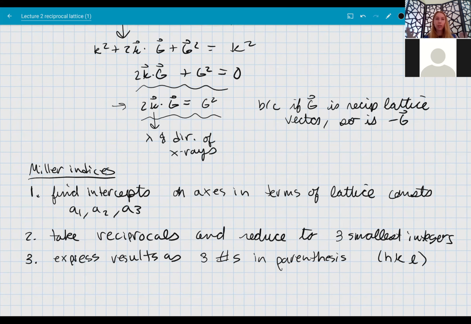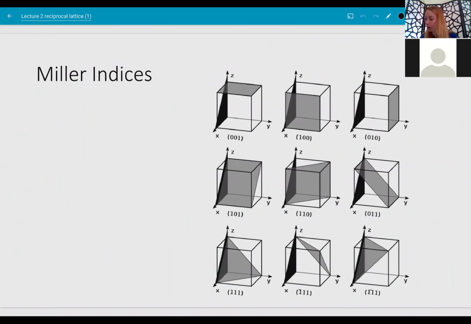Okay, so again, the Miller indices are basically a way to express how you are slicing your crystal structure into planes. And let me make that more explicit here with an example of a cubic system. Okay, so in these images, the Miller indices are given below each drawing, and the plane shaded in gray is the plane that is being described. And these are all images in real space.